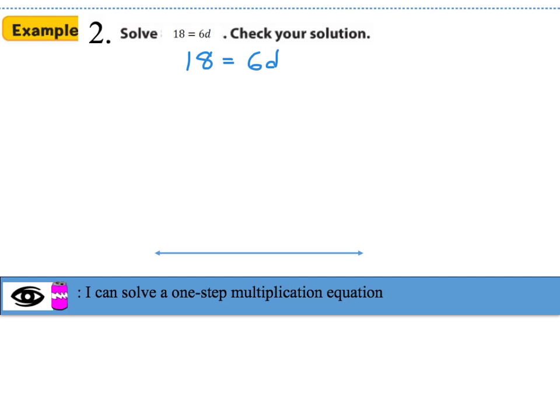So in this problem, let's go ahead and draw the fulcrum down the center of the equal sign again. And let's start on the right-hand side because that's where the variable's at.